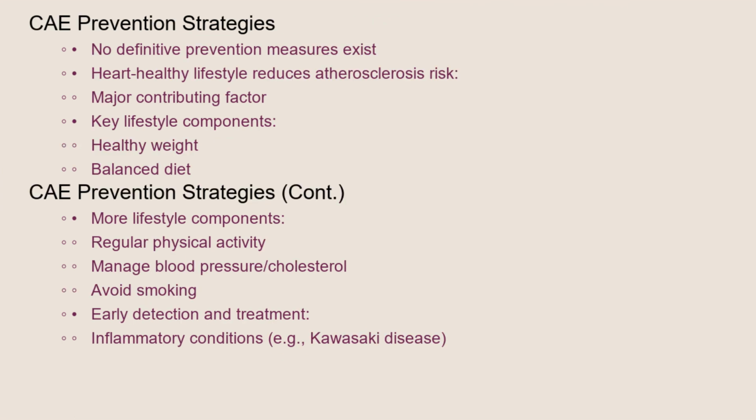Unfortunately, there are no specific measures to definitively prevent CAE. However, adopting a healthy lifestyle can significantly reduce the risk of atherosclerosis, a major contributing factor. This includes maintaining a healthy weight, eating a balanced diet low in saturated and trans fats, cholesterol and sodium, engaging in regular physical activity, managing blood pressure and cholesterol levels, and avoiding smoking. Early detection and treatment of inflammatory conditions like Kawasaki disease may also help prevent CAE in some individuals.